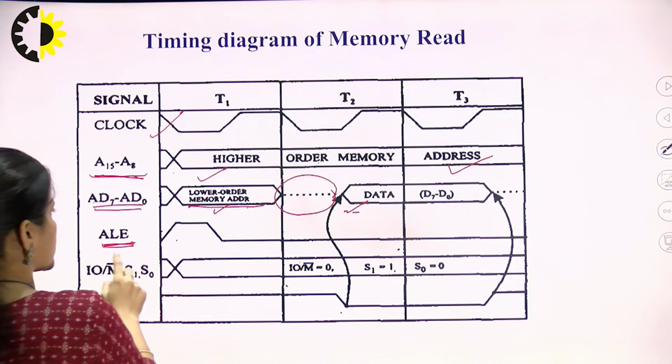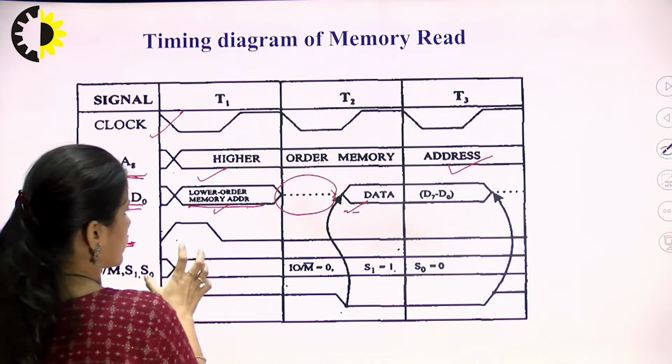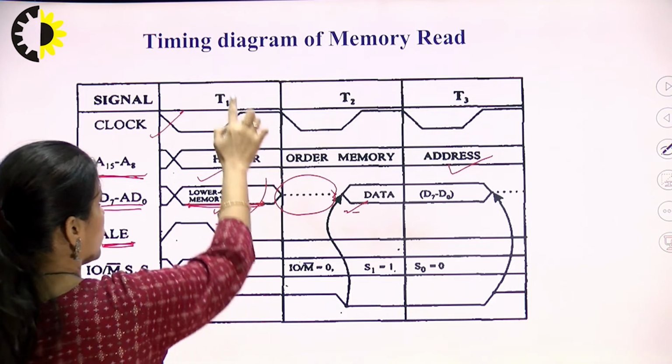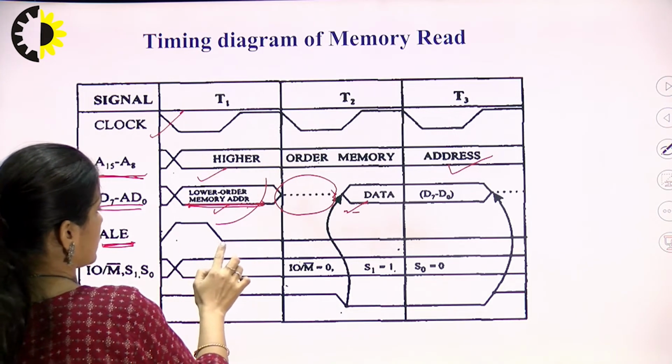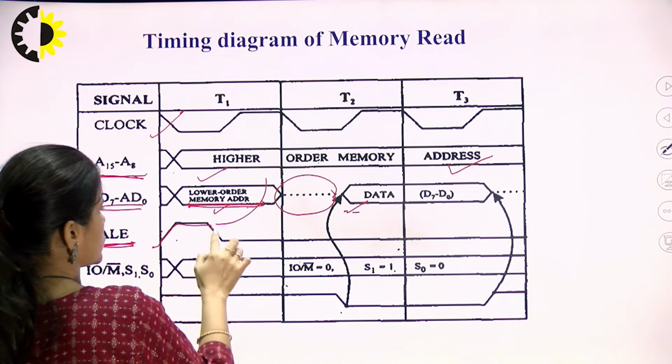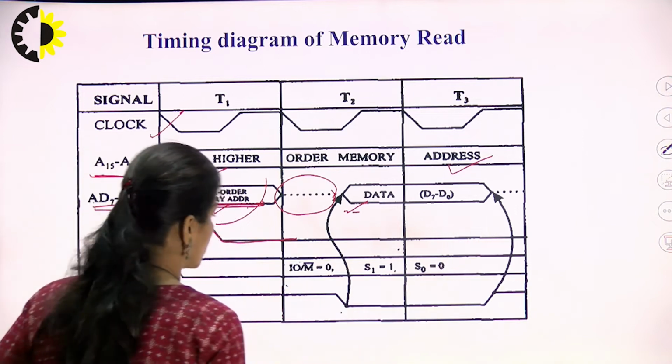The ALE signal represents the demultiplexing of the lower order address bus, which is done only in the first state, that is the T1 state. So during this state ALE goes high, and again after this it goes low.